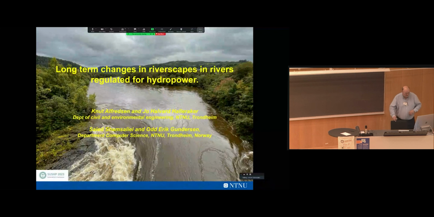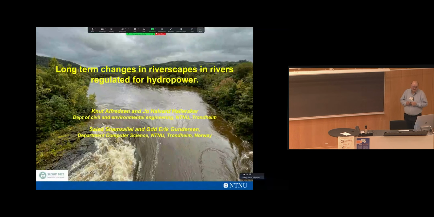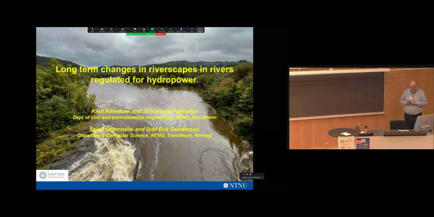Okay, so I'm going to say something about an ongoing project where we try to say something about rivers in the past. This is work that is done in cooperation with the Department of Computer Science, Said Shamshaliyai and Odd Erik Gundersen, and the project at this stage was initiated by Halleraker. In this respect, he is a PhD student.